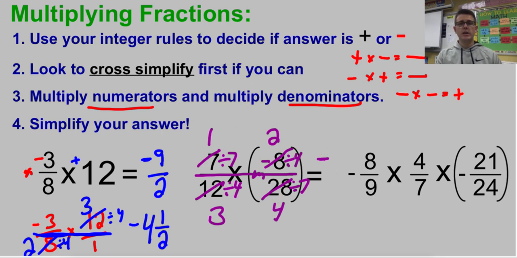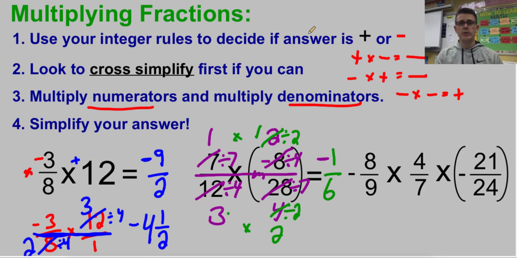Here I can do just a little bit more simplifying. My 2 and 4 could be divided a second time by 2. So you can always go back and do some more simplifying if it's there. And then when I'm done, I'm going to multiply. 1 times 1 is 1. 3 times 2 is 6. So I get an answer of negative 1/6.